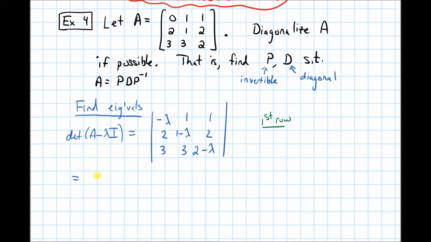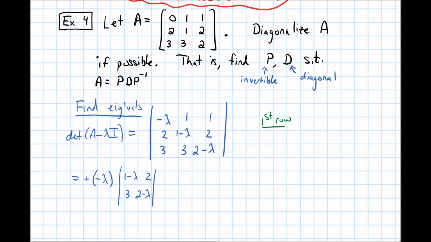So I would take my first entry, negative lambda, and remember, technically the sign of this first entry is considered to be a positive. So we have a plus in front of this entry, times the determinant where I cross out that row and that column. The matrix that's left over is 1 minus lambda, 2, 3, and then 2 minus lambda. Let me erase those extra lines that I drew in so I can see my matrix one more time.